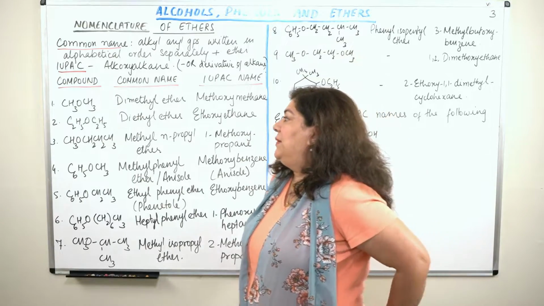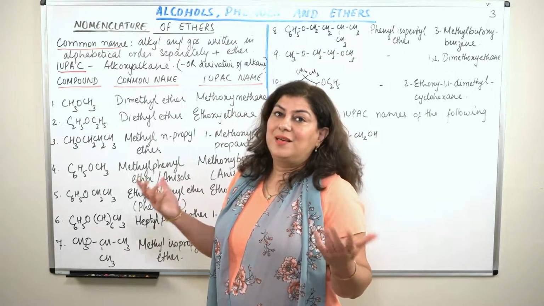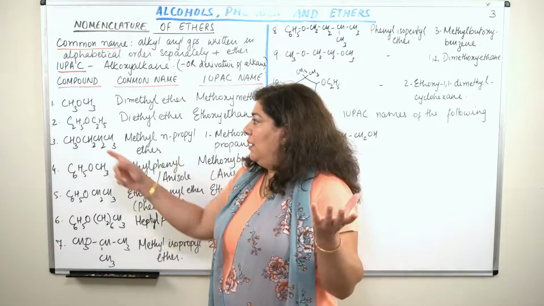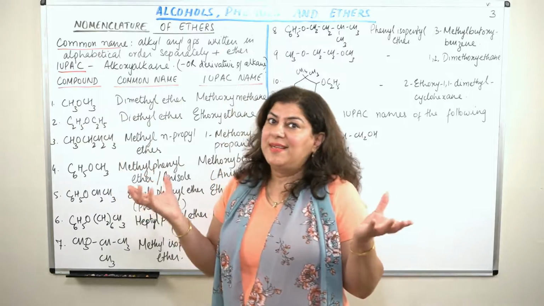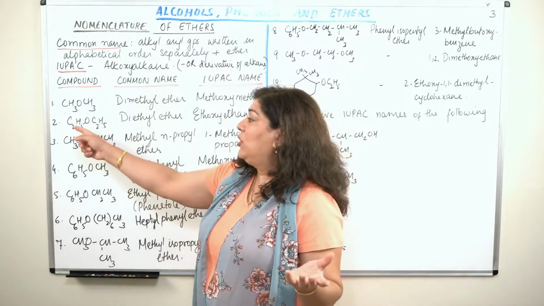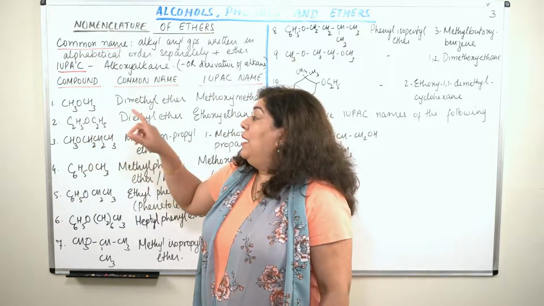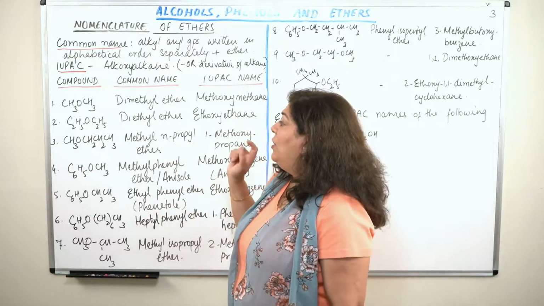Take the second ether now. C2H5OC2H5. Again, it is a symmetrical ether. The alkyl groups on both sides are the same. So in common nomenclature, we will call it diethyl ether because both of these are ethyl groups. But in IUPAC nomenclature, what will we say?